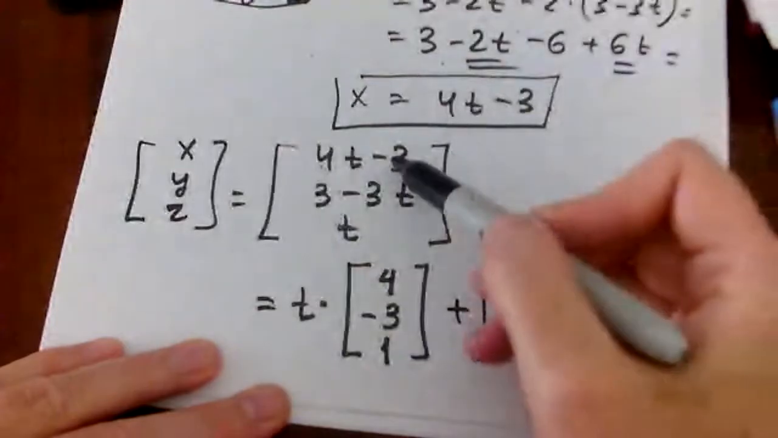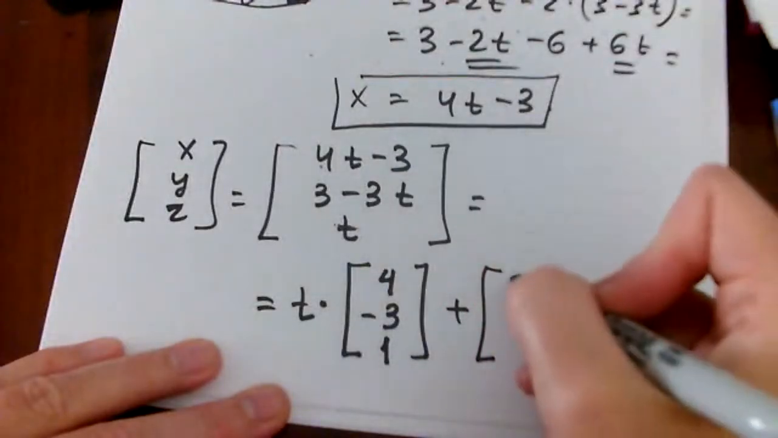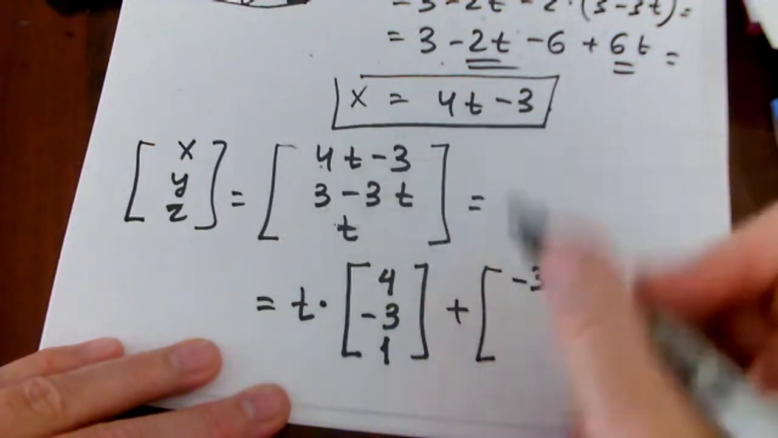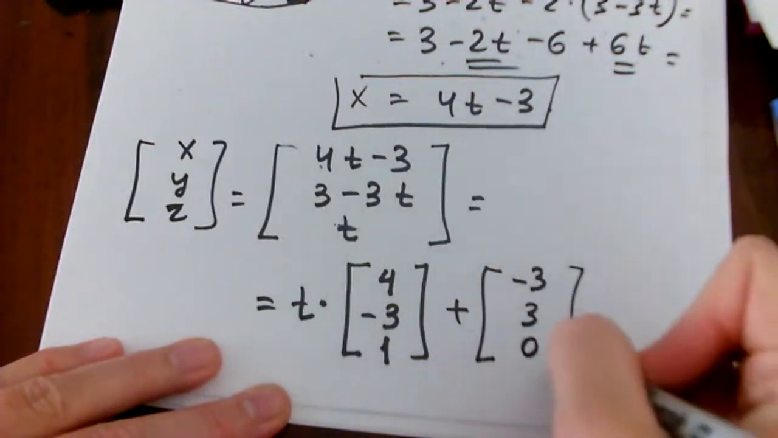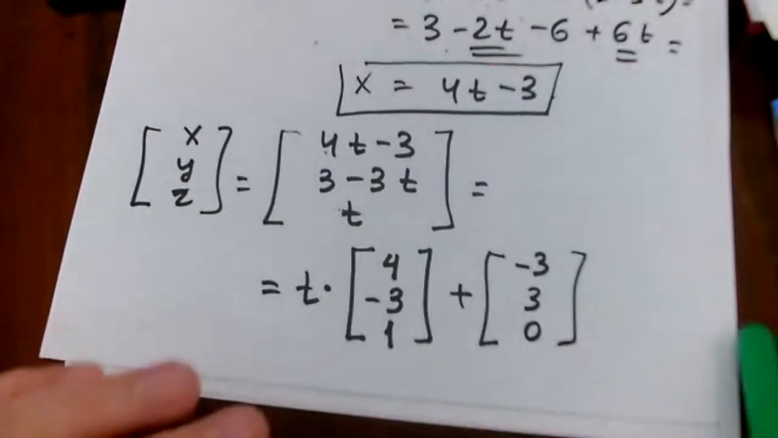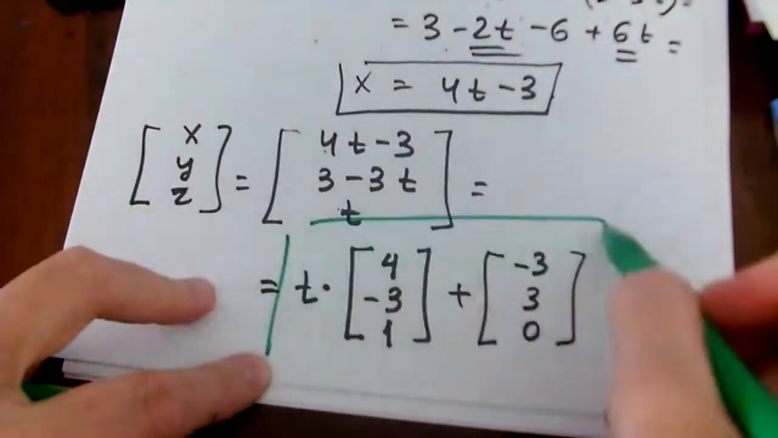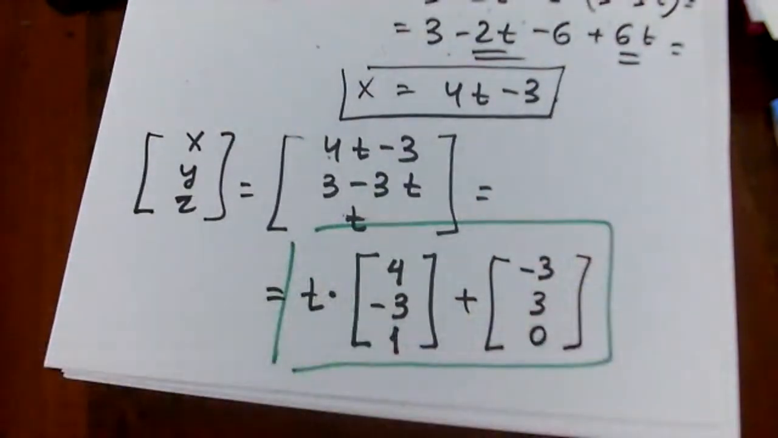But you also have terms which are without t's. So for example, minus 3. Here it's just a number. 3 here and 0 here. So the convention is to write the solution of the equation in this form. It's much more convenient for many reasons.